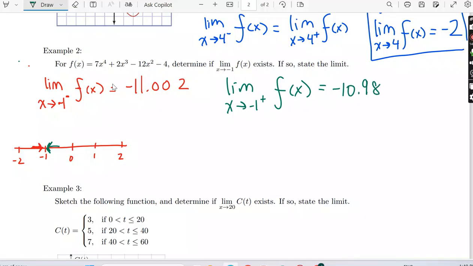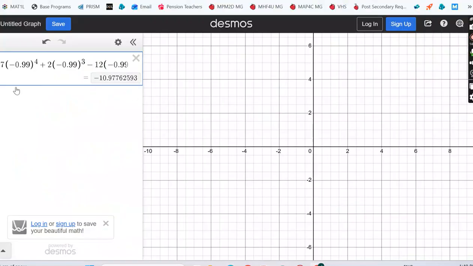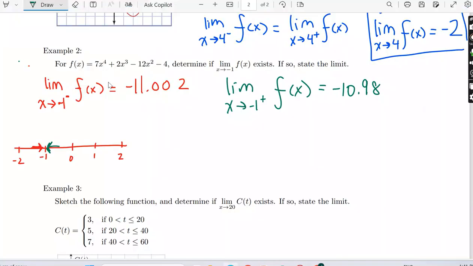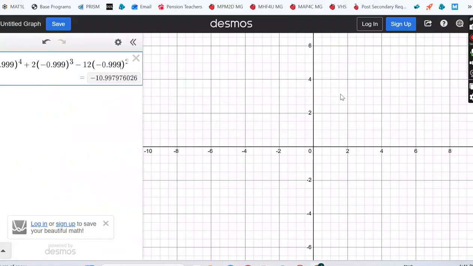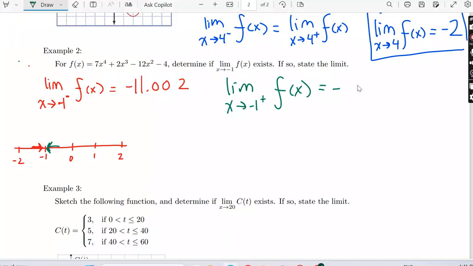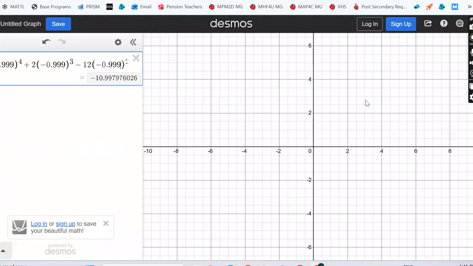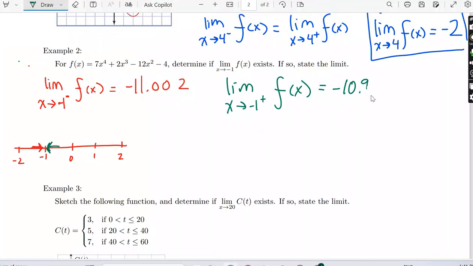Okay, so in fact, if I wanted to be more accurate, I want to get even closer. Let's add an extra 9 on all these. -0.999, -0.99999. And look at that number now: -10.997, which is pretty close to -10.998 if we round.